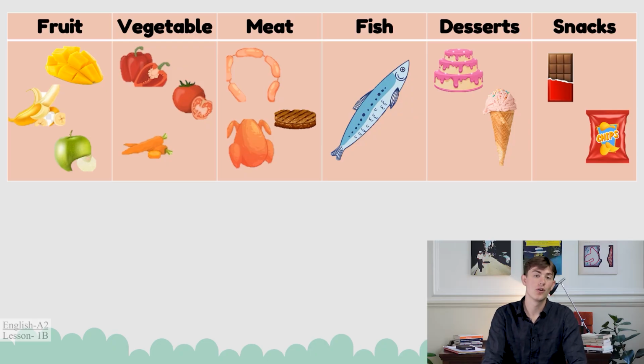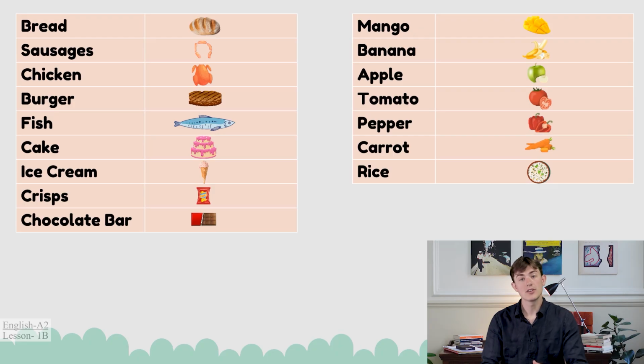So we've got all our foods categorized there. We've got the nice healthy fruit and vegetable. It's very good for us. And then the less healthy snacks and desserts. We shouldn't eat too many snacks and desserts, even though they taste very delicious. So you'll see on the screen now a big list of foods which I want you to make sure that you've learnt before moving on.